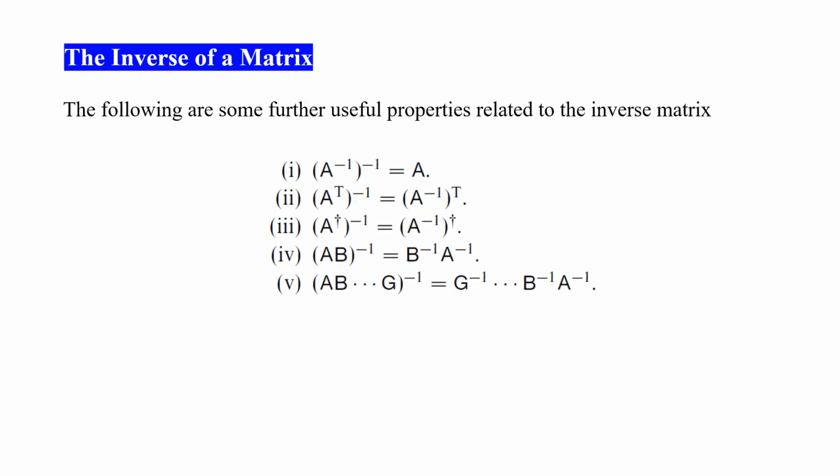The following are some further useful properties related to the inverse matrix. First, the inverse of the inverse of A is equal to A. The inverse of the transpose of A is equal to the transpose of the inverse of A. The inverse of the Hermitian conjugate of A is equal to the Hermitian conjugate of the inverse of A. The inverse of A times B is equal to B inverse times A inverse, which you can further extend to the inverse of A times B up to G. That's equal to G inverse times dot dot dot times B inverse times A inverse.